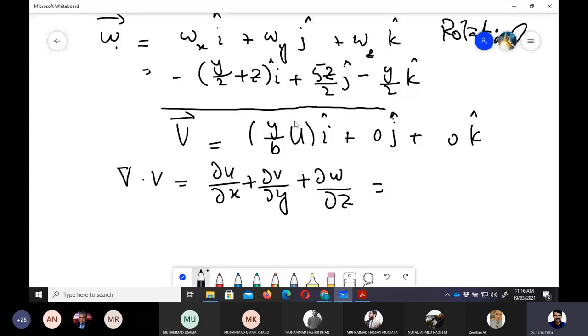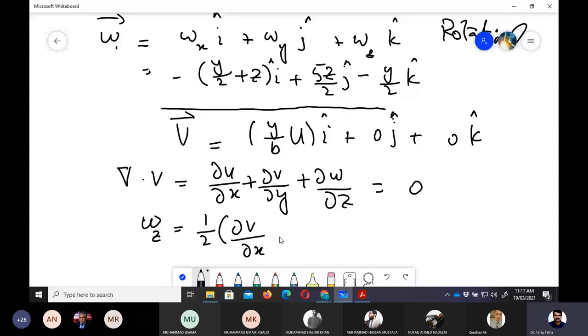This was the first part, which was quite easy. And then the second part is the rotation vector. In this, the rotation vector would be only about the z direction, because x and y components would be equal to 0. So if we find the rotation about z, wz would be equal to, because it is a two dimensional flow, half into partial v by partial x minus partial u by partial y.